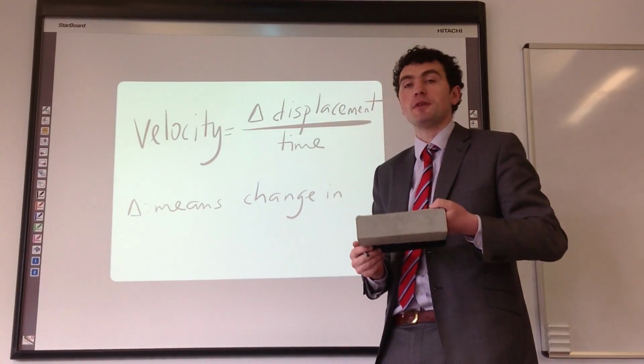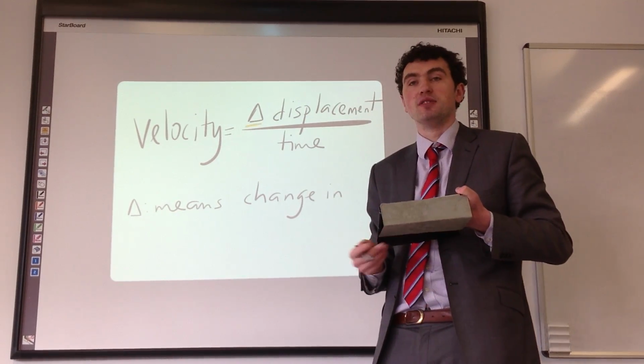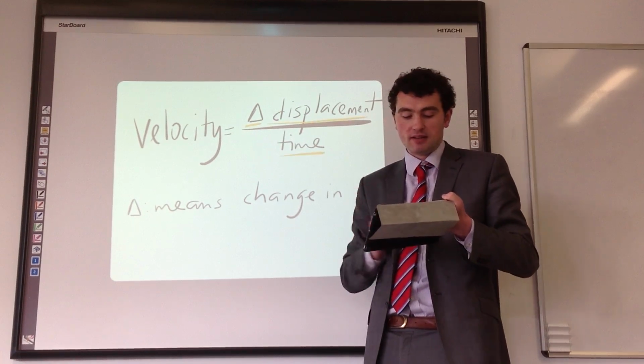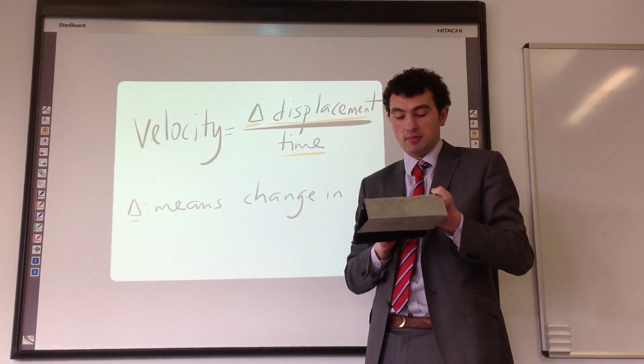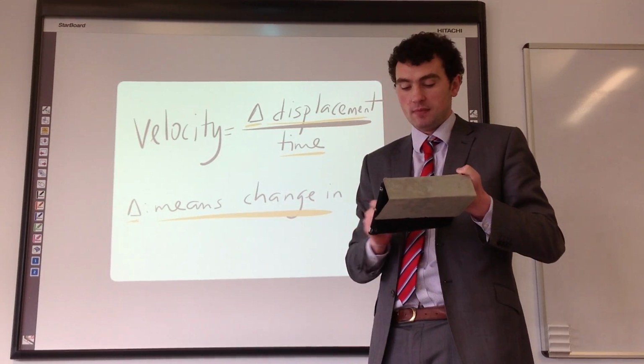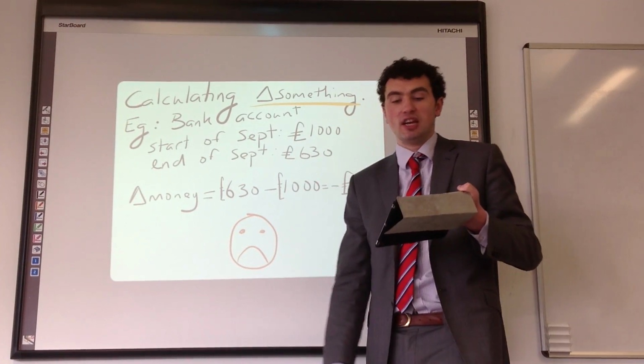Okay, the equation for velocity that you need to learn off is, this symbol here is referred to as delta, so it's the change in displacement divided by the time. Now delta means change in, so velocity is the change in displacement over time. So I'm going to do a quick thing on the change in displacement.